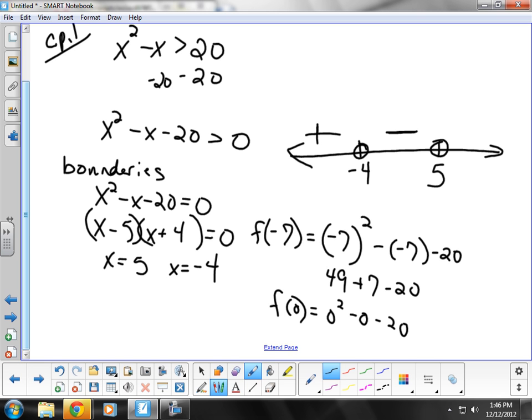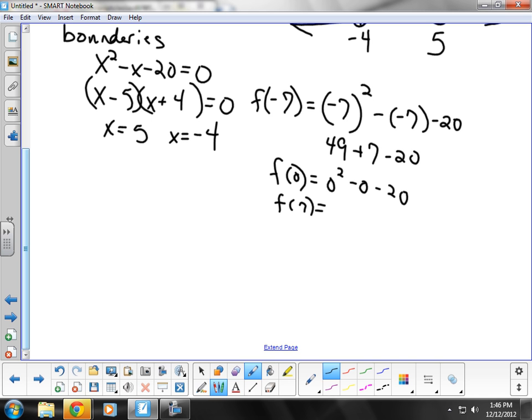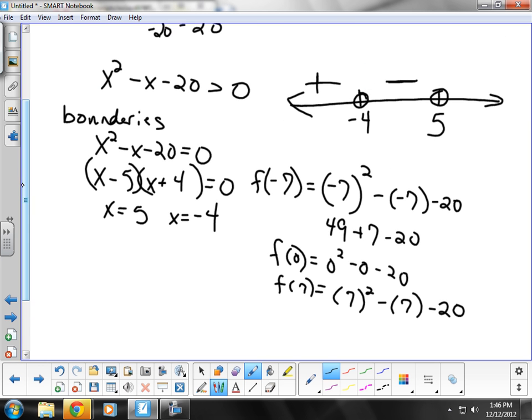And then I need this last region, so we're going to do positive 7. Sounds good to me. So positive 7, I would get 7 squared minus 7 minus 20. Is that going to be a positive or a negative value? Everybody understand how I got that?